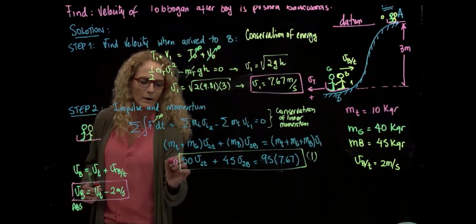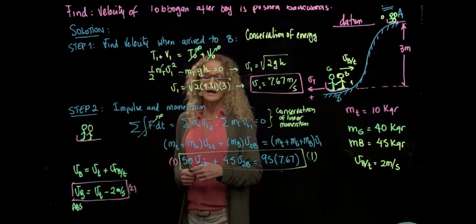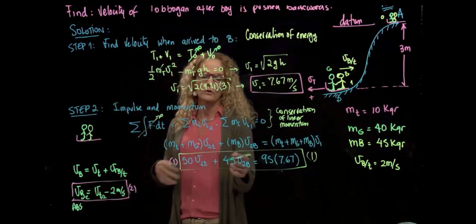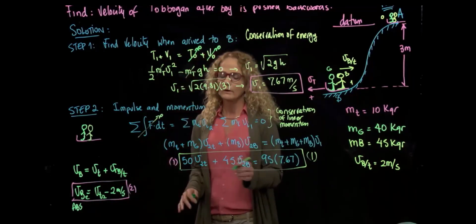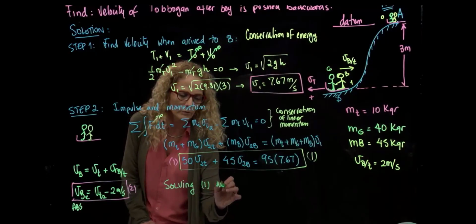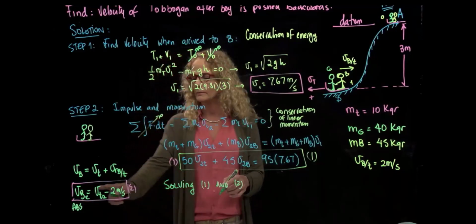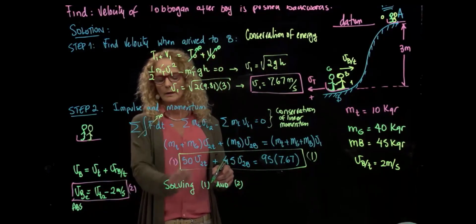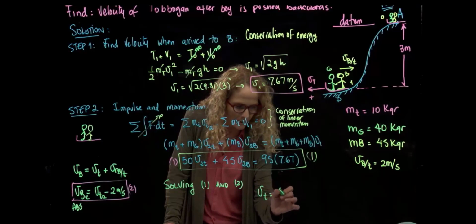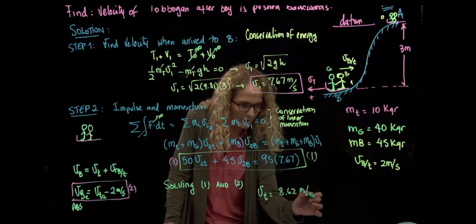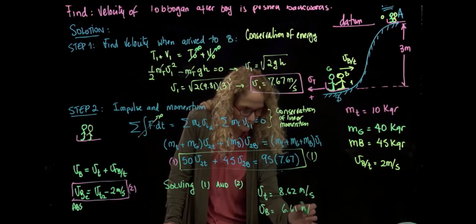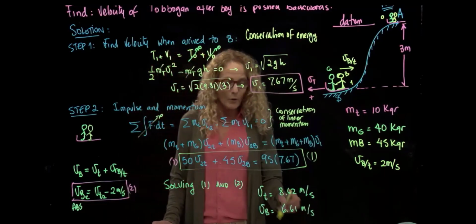So I have equation 1 and I have equation 2, and this is obviously for position 2. I could substitute that into here and solve the system simultaneously. Solving 1 and 2, which is a very easy system to solve, I plug this into here, and then I get that the velocity of the toboggan is equal to 8.62 meters per second, and the velocity of the boy is equal to 6.61 meters per second. Please note that both are positive.